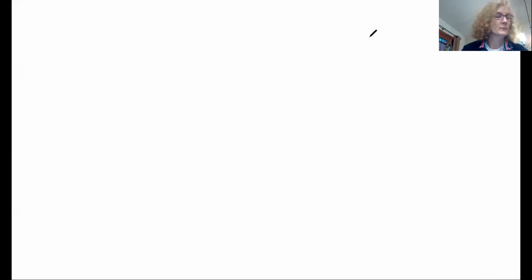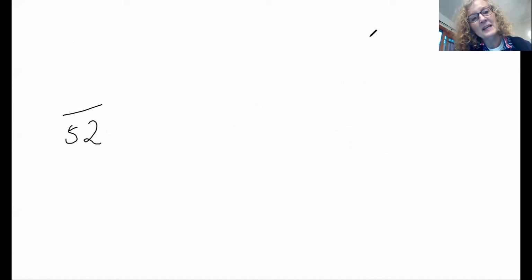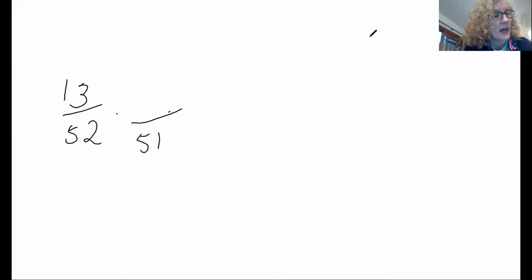Okay, the probability of drawing a heart. Well, I have 52 cards in the deck. 13 of them are hearts. So the probability of me reaching into a deck of cards and pulling out a heart is 13 out of 52. Now, I do not replace that card, and I reach in and draw another card. Well, if I don't replace the card, then the number of cards in the deck has shrunk by 1. And if I've already drawn out 1 heart, then the number of hearts has also shrunk by 1, so I would only have 12 hearts.